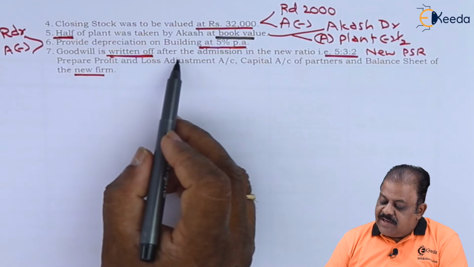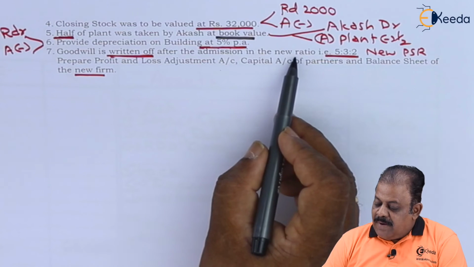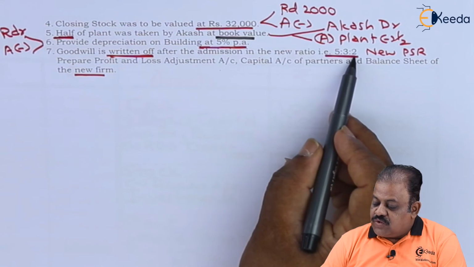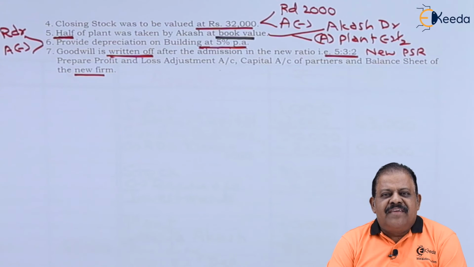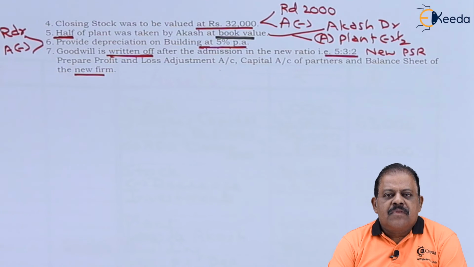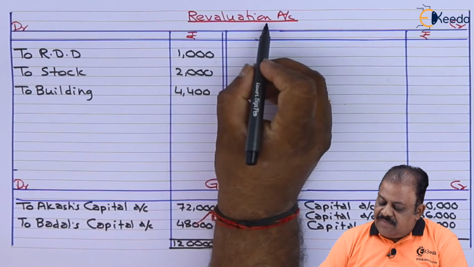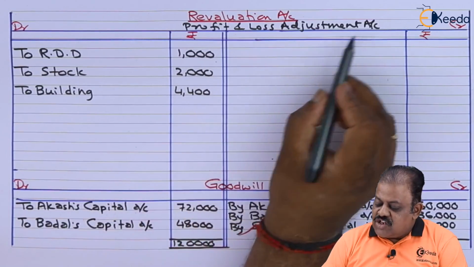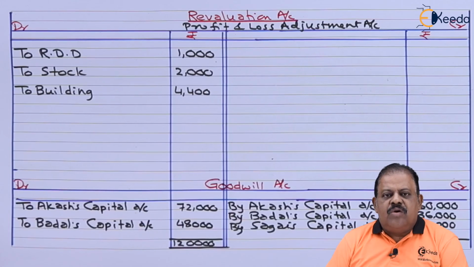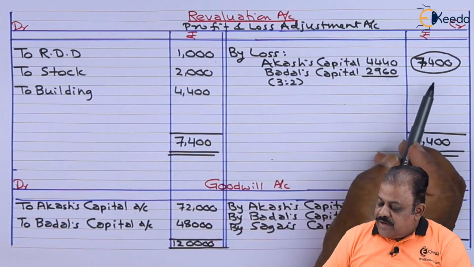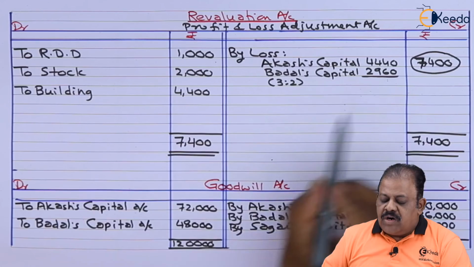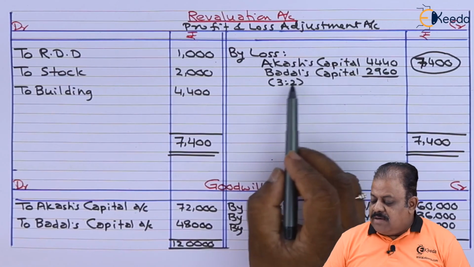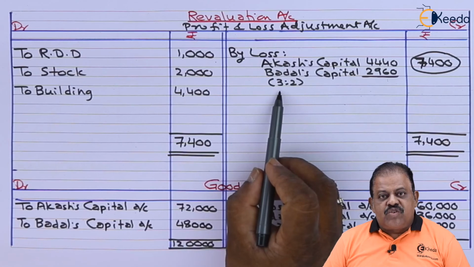Next we have goodwill is written off after admission of partner in the new ratio, that is 5:3:2. We have already given effect to this adjustment. Now we can close various accounts. We can first start with the revaluation account. Another name of revaluation account is profit and loss adjustment account. Both are names of the same account. Revaluation account is showing a loss of 7,400. This is distributed between Akash and Badal in their old ratio 3:2.